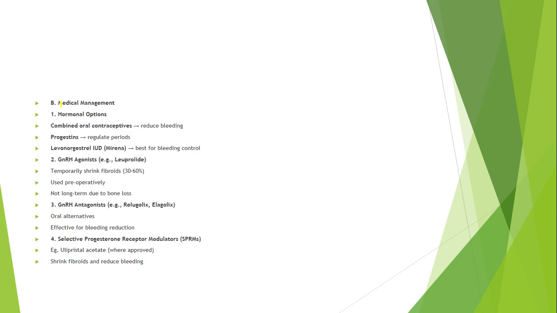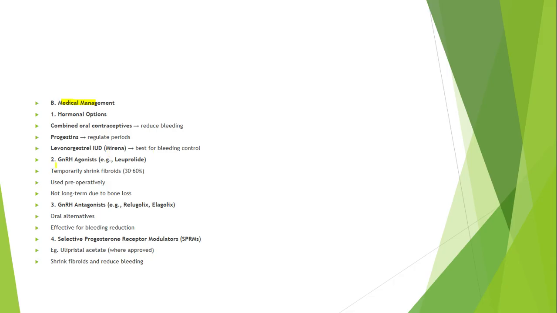So next is medical management. First is hormonal options. You give combined oral contraceptives. This reduces bleeding. You give progestins, which regulates periods. You give levonorgestrel intrauterine device, also known as Mirena, which is best for bleeding control.